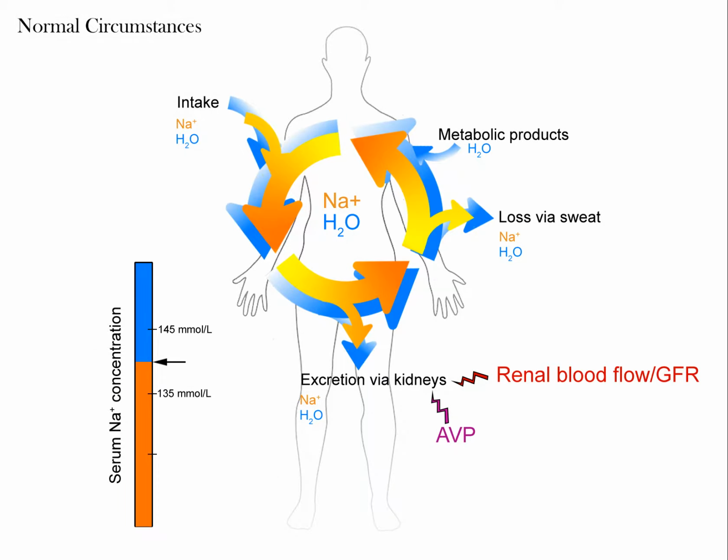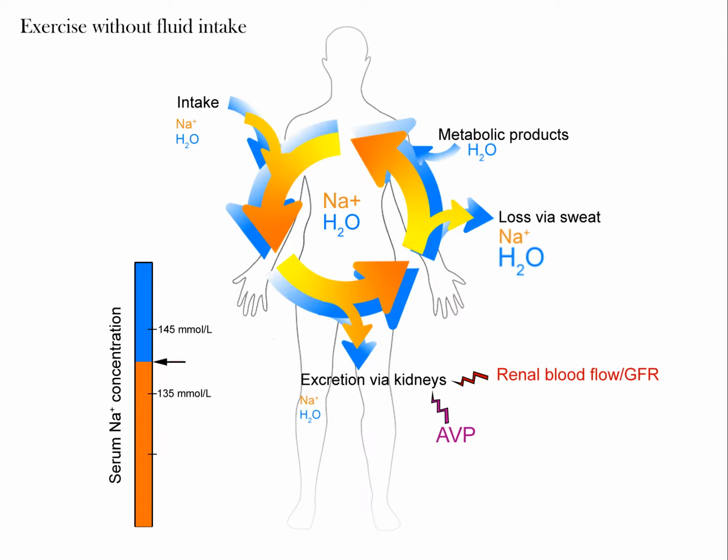This is how water and sodium remain in balance under normal circumstances. Intake of water and sodium equal losses through the kidneys and through sweat. This is controlled by a number of hormones and processes including AVP, renal blood flow, and GFR. Now, during exercise, sweat losses increase, metabolic production of water increases, and excretion of water from the kidneys decreases due to reduced blood flow and GFR.